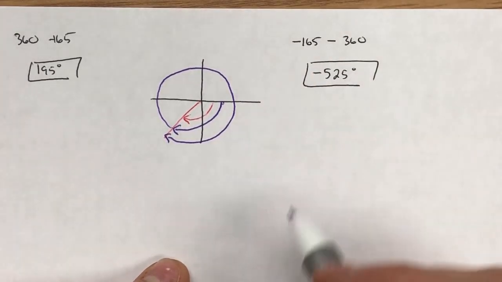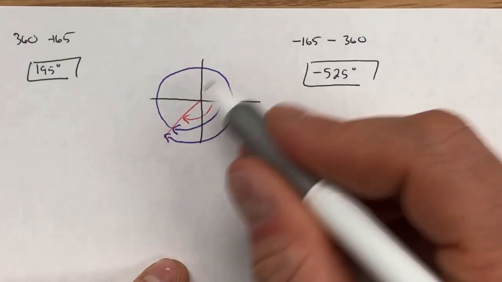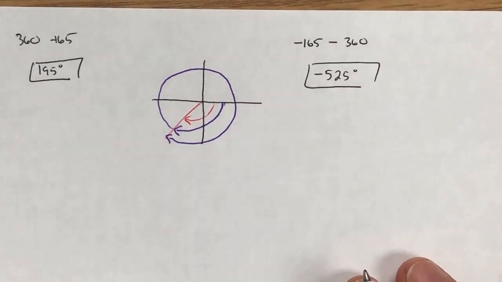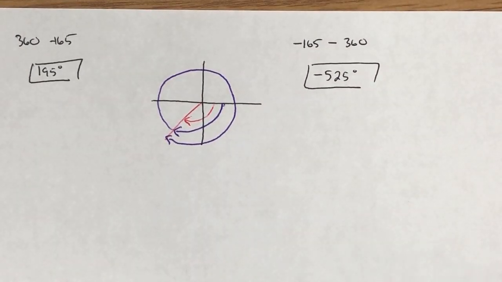Boom. And again, as we discussed previously, I could keep going and keep going, and I'd have a bigger and bigger number in the negative direction. But in this case, we don't need to. And there we go.